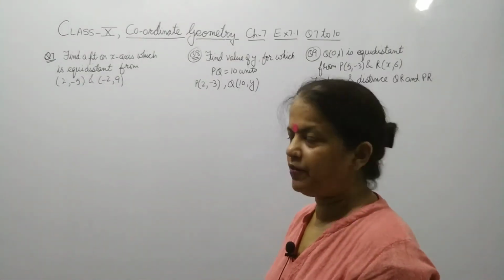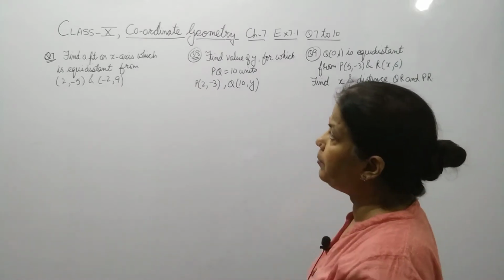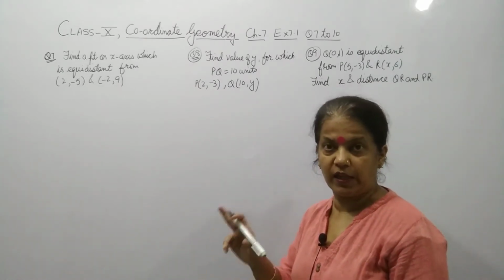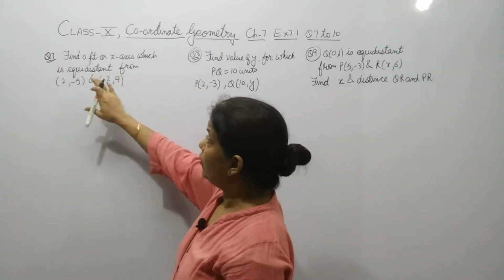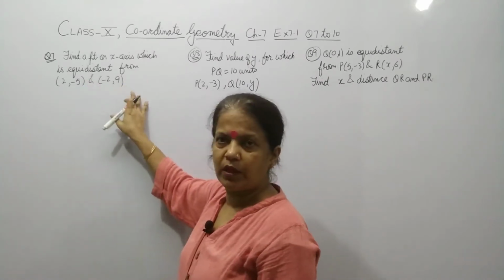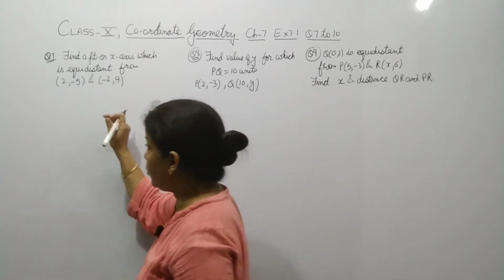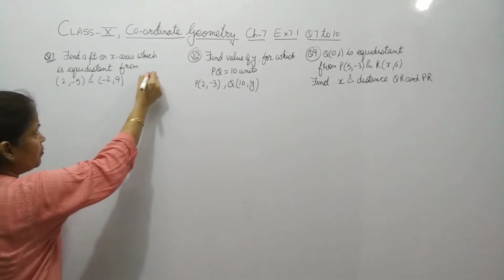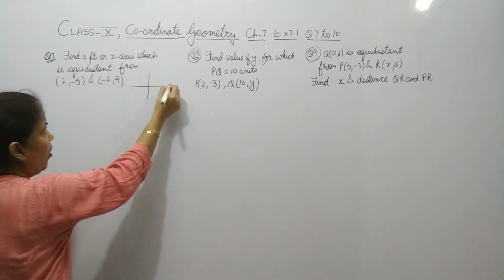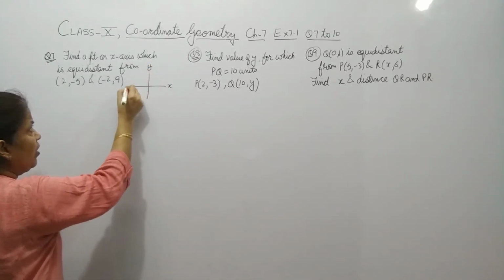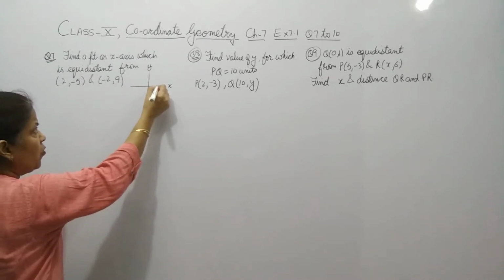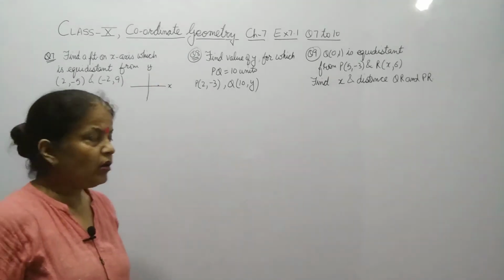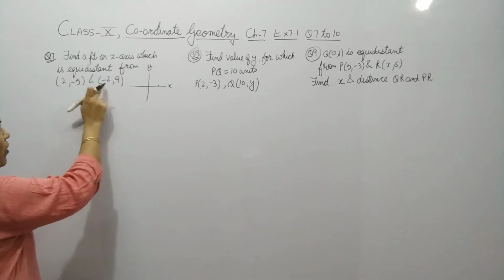In question 7, it is find a point on x-axis which is equidistant from these two. Point on x-axis. If you will observe, on x-axis, you have to find a point which is equidistant from these two.